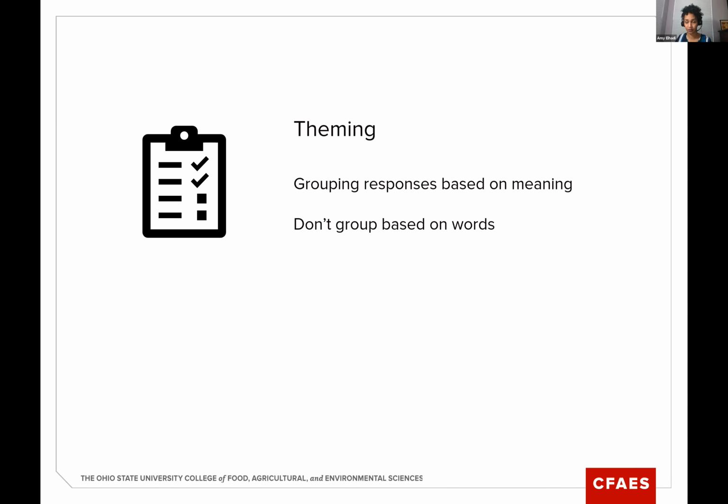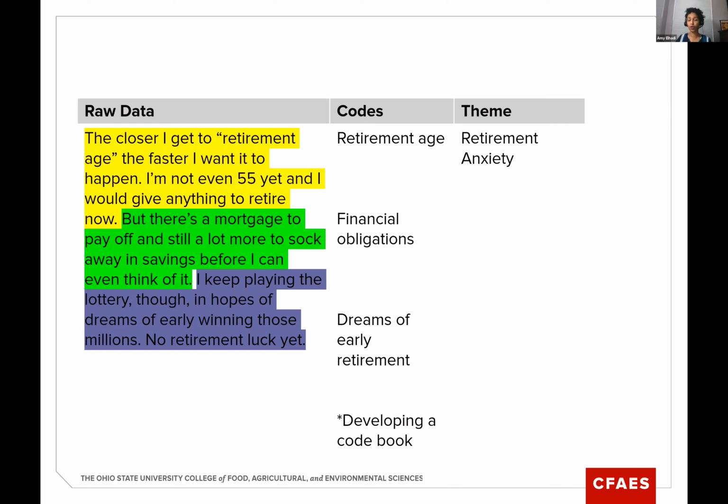I'll give you an example of how you do this. For example, all these codes, retirement age, financial obligations, dreams of early retirement, the theme for that is retirement anxiety. As I said, there's no wrong or right way, or one way, to do this. I see it as retirement anxiety, someone might give it another theme. If you think of any other theme, you can throw it in now to show that there are other ways, but I think I've been looking at this too many times and I'm stuck on retirement anxiety and I can't think of any other theme for that. But that's how you create a theme.